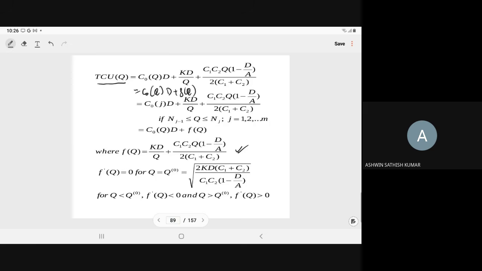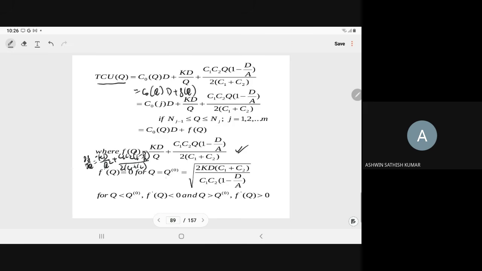Now from here, if you compute del f by del q, from the first term will come minus kd upon q square, plus C1 C2 into 1 minus d upon a upon 2 C1 plus C2.